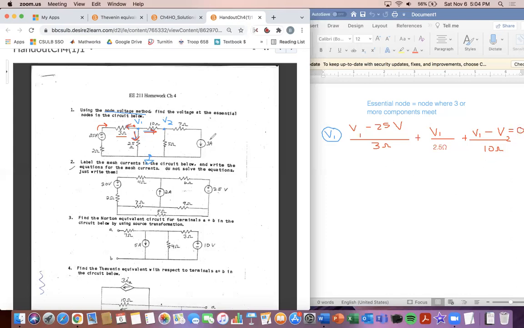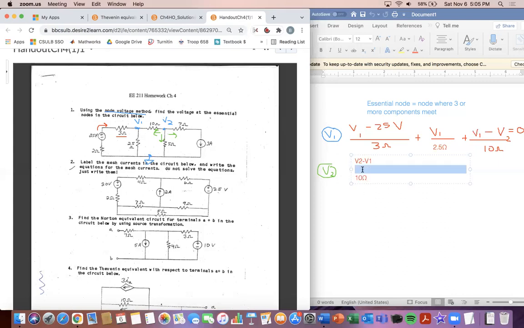Now that we have the equation for V1, we have to find an equation for V2. Let me draw it out for you guys. For V2, we're going to have an arrow going to the left, then an arrow going down, and then an arrow going to the right. So for my equation for V2, for this left arrow, we have V2 minus V1, divided by 10 ohms.